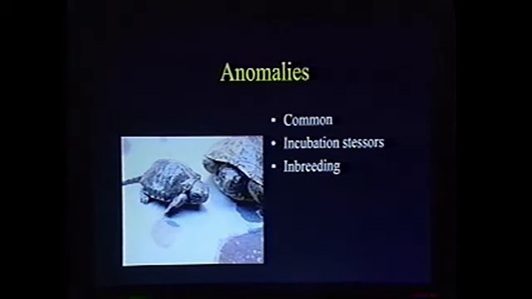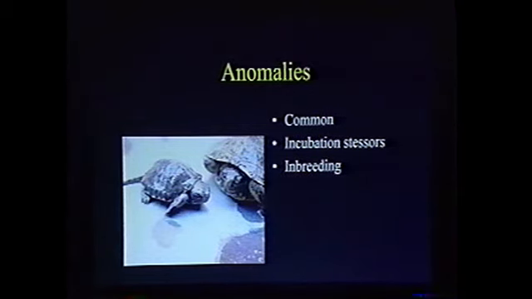Anomalies are common in reptiles, primarily due to stressors during incubation, particularly extreme temperatures, either too high or too low in the incubator. A broad variety of anomalous developmental abnormalities are seen, such as two heads, one eye, no eyes, schisis of the midline, or absence of toes or legs.